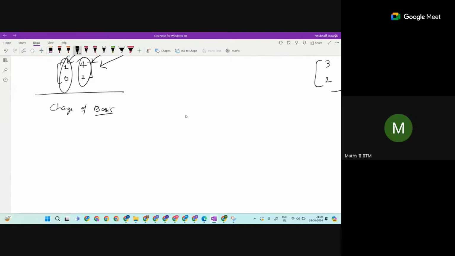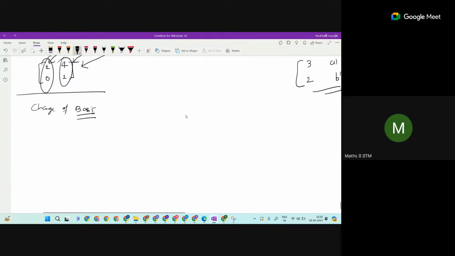Change of basis. So what is the change of basis? Here is one thing that is happening. One basis is, let's say, b1, which is (1, 0) and (0, 1), the canonical basis. This is a basis. And another basis is (1, 1) and (1, -1). This is another basis.